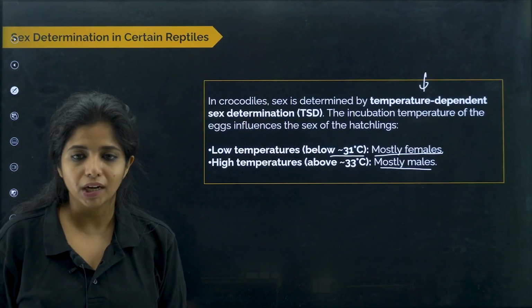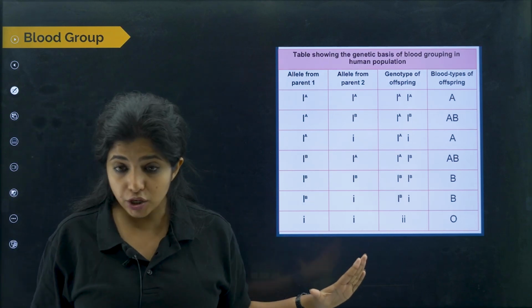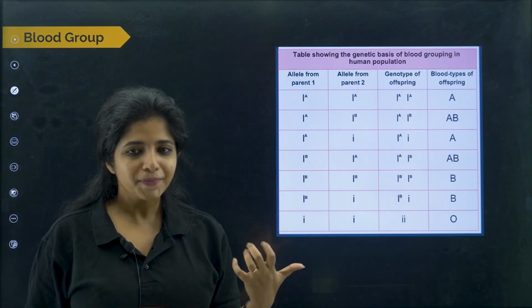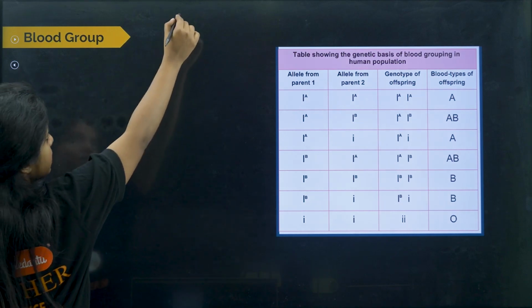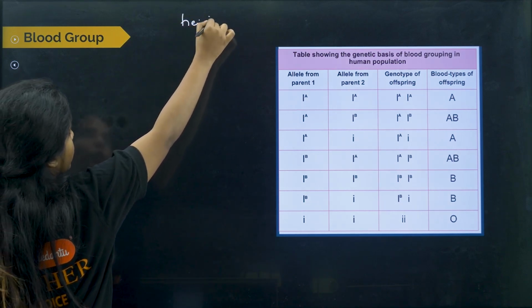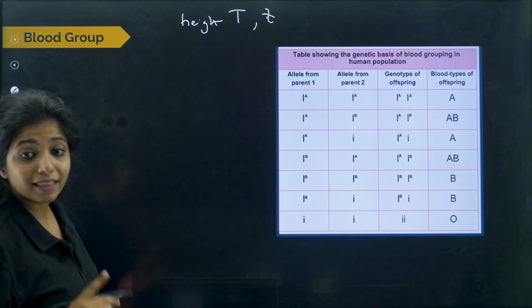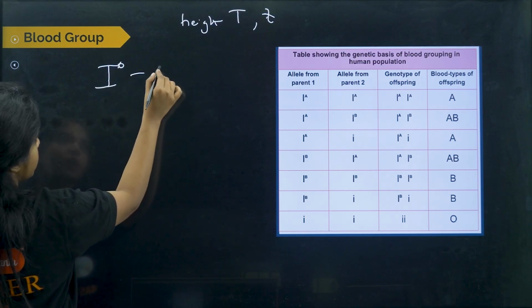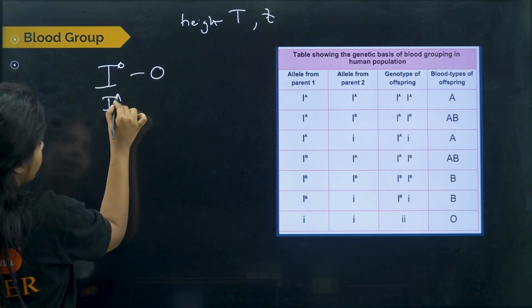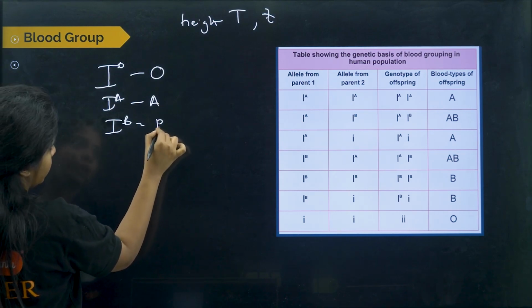Please remember that. Now one last thing that is given in your NCERT textbook is about blood group. There is no explanation regarding that, but they have given the questions, so we should know it. Until now we said that height is regulated by 2 alleles, capital T and small t. Over here, blood groups are regulated by 3 types of alleles. One is IO, which stands for O blood group. One is IA, which stands for A blood group. One is IB, which stands for B blood group.